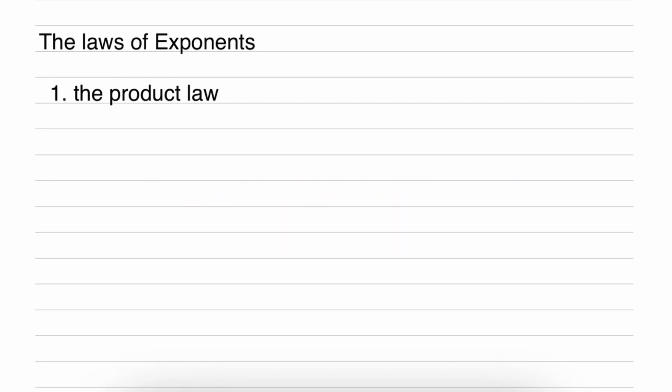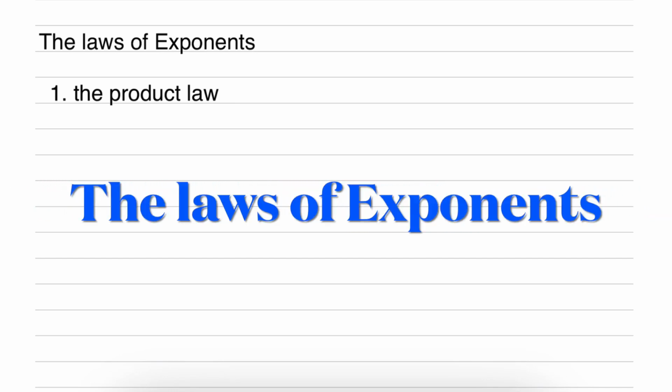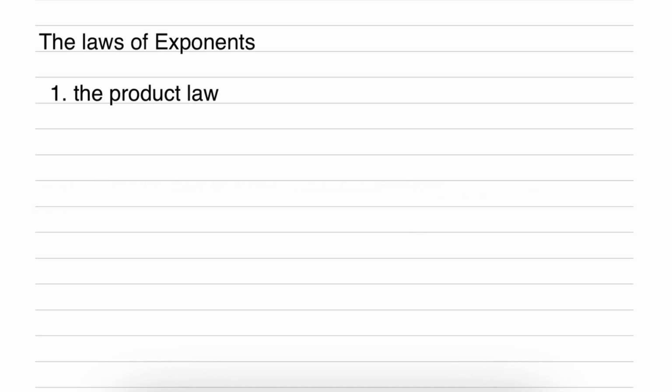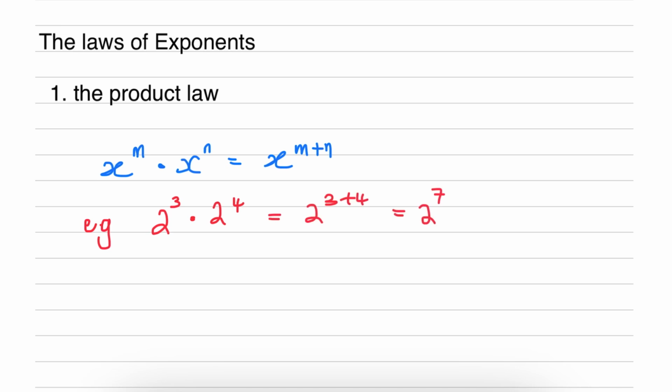In this lesson, we'll be focusing on the laws of exponents. Okay, our first law is the product law. This law states that when we multiply numbers with the same base, we can simply add the exponents. For example, say you had 2 to the power of 3 multiplied by 2 to the power of 4. These exponents could be added, 3 plus 4, which is equal to 2 to the power of 7.